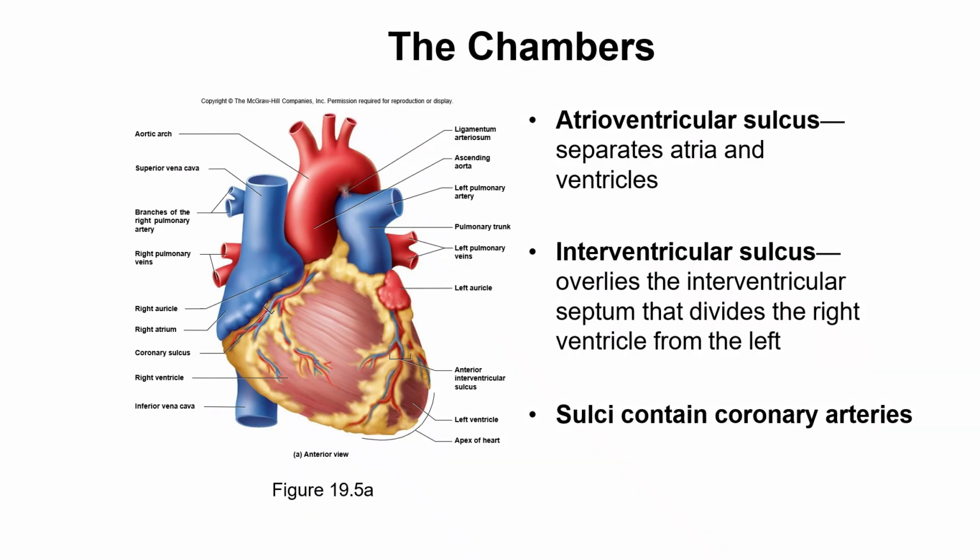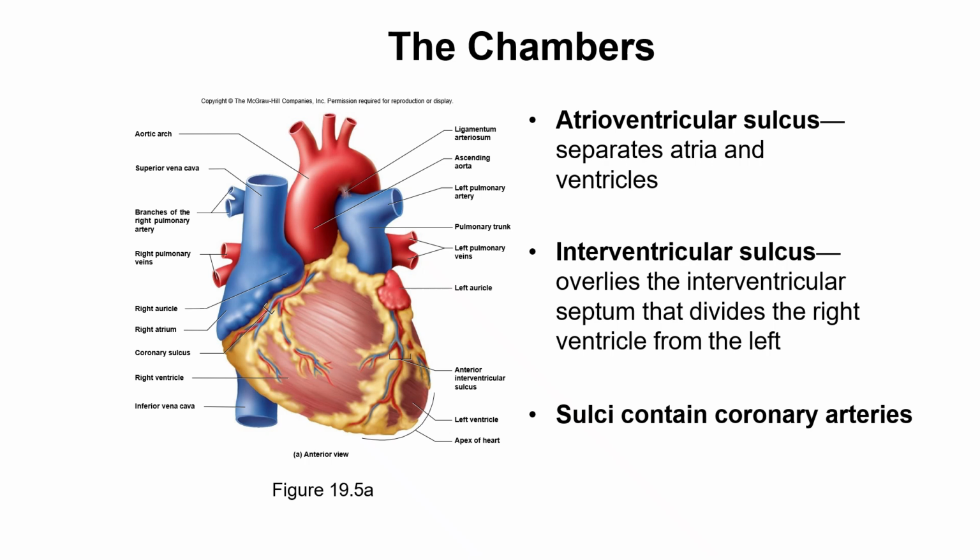The atrioventricular sulcus is going to separate the atria and ventricles. The interventricular sulcus is going to lie on top of the wall that separates the ventricles. We call that the interventricular septum. And so this is going to divide the left and right ventricles from each other.